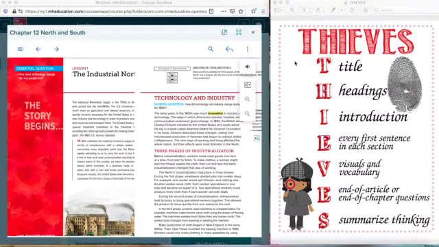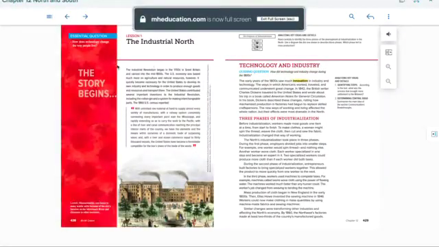But you want to look over the title, headings, introduction, every first sentence in each section, visuals and vocabulary, end of article or end of chapter questions, and you want to summarize that. Summarize your thinking. Just basically, you look it over, what is it about, and you use all of these as clues. Alright, so let's go ahead and get started.